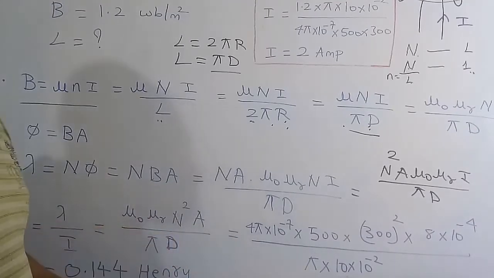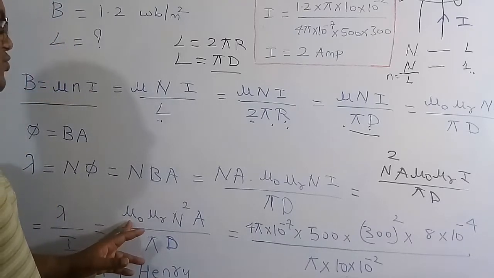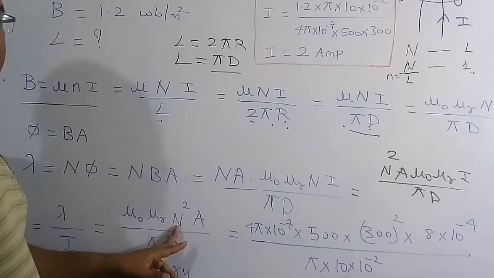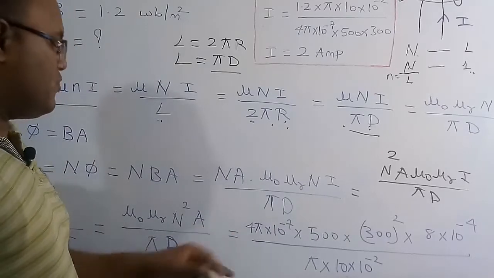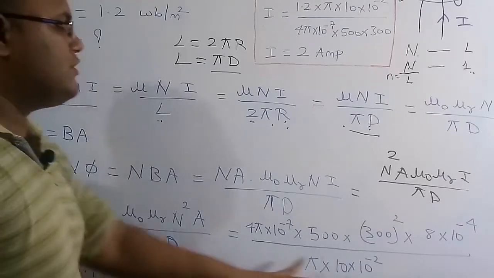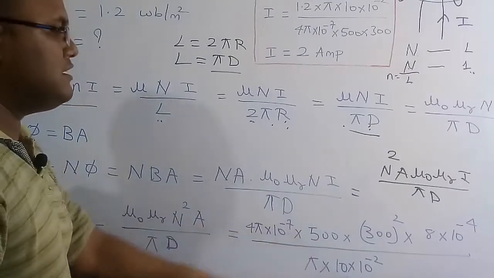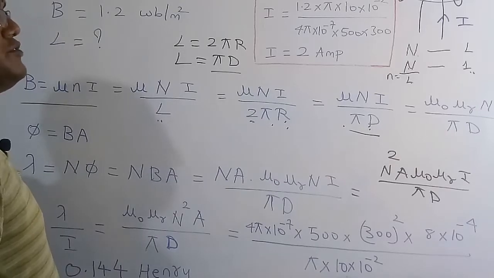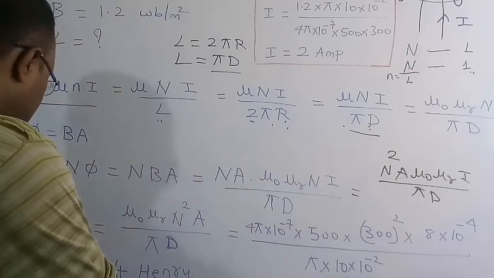You know each and every value, so just substitute here and do the simplification to get the result. Mu naught is equal to 4 pi into 10 to the power of minus 7, mu r is equal to 500, and N is equal to 300. So do the square. The area of the iron core is equal to 8 into 10 to the power of minus 4, and pi into d value they have given already, it is 10 centimeter, means 10 into 10 to the power of minus 2 meters. If you solve all these things, we finally get the inductance of this coil which is wound on this iron core as 0.144 Henry. So this is the correct solution of this question.